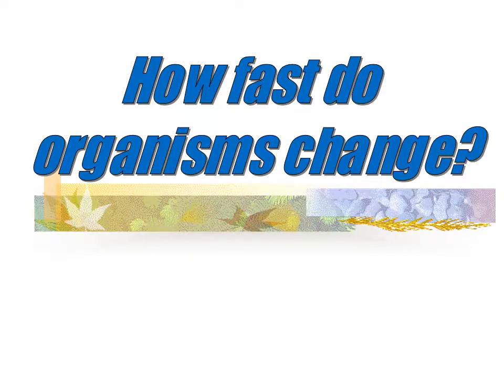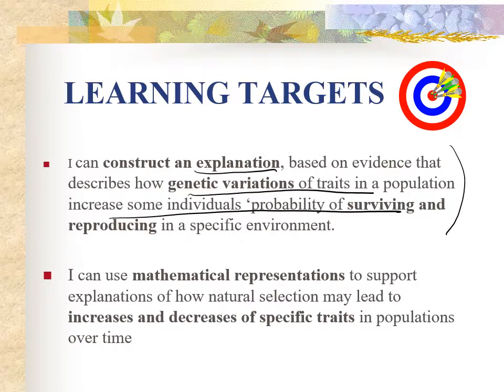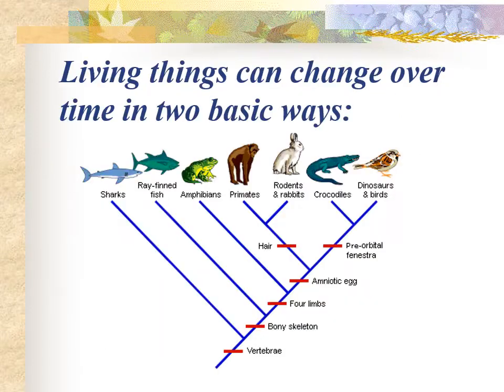Today we are going to explore the question of how fast do organisms really change over time. Specifically, your learning targets: you're still working on this idea of natural selection, being able to construct an explanation based on evidence for how genetic variations increase some probability of surviving and reproducing in a specific environment, but also using a little bit of mathematical representation here to explain how increases and decreases of traits in a population do lead to natural selection. Let's begin.